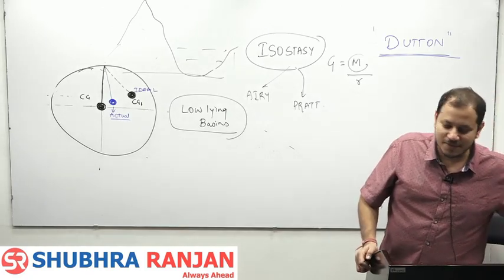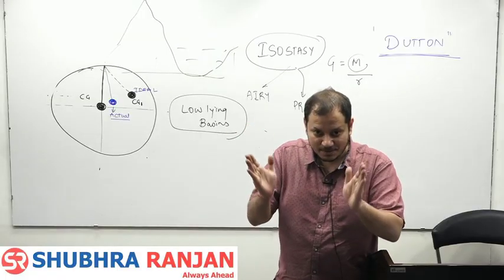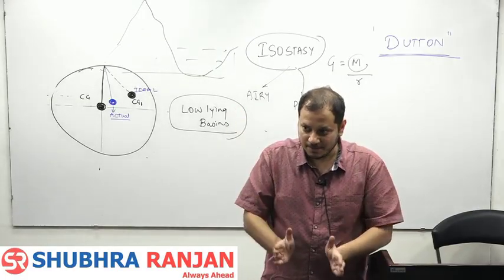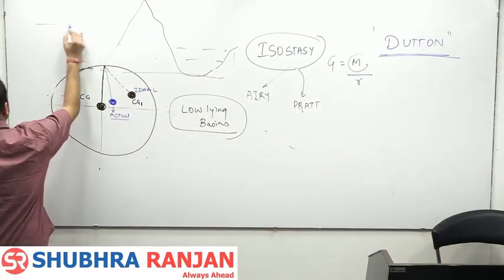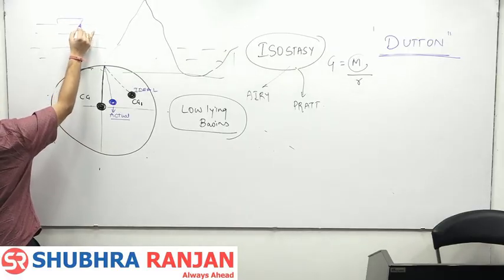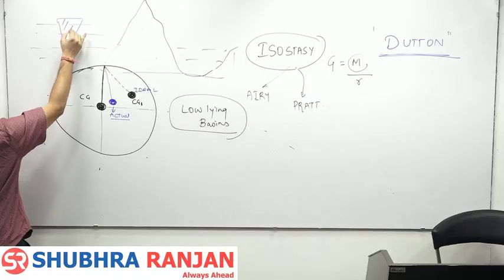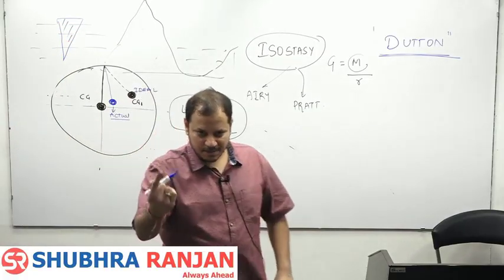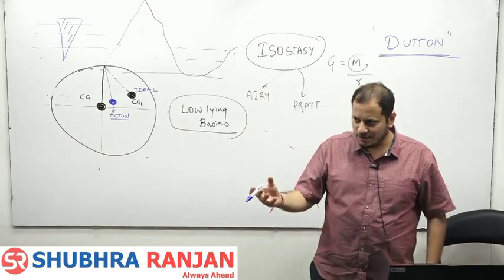What does the law of flotation say? The law of flotation says 9 parts are below. If one part is floating, that means 9 parts will be below. That is, if a ship is floating or if a wooden log is floating on the water, 1 part will be on the top, 9 parts will be below. Fine? Right? Iceberg, when it is floating, only a little part of an iceberg is seen, but the iceberg is going deep inside the water.